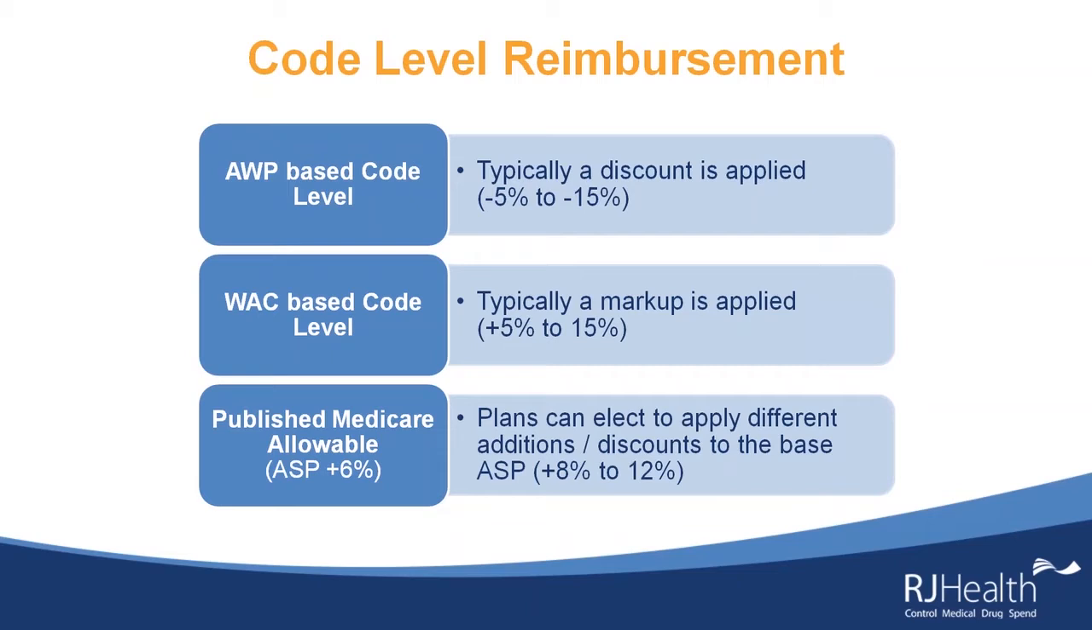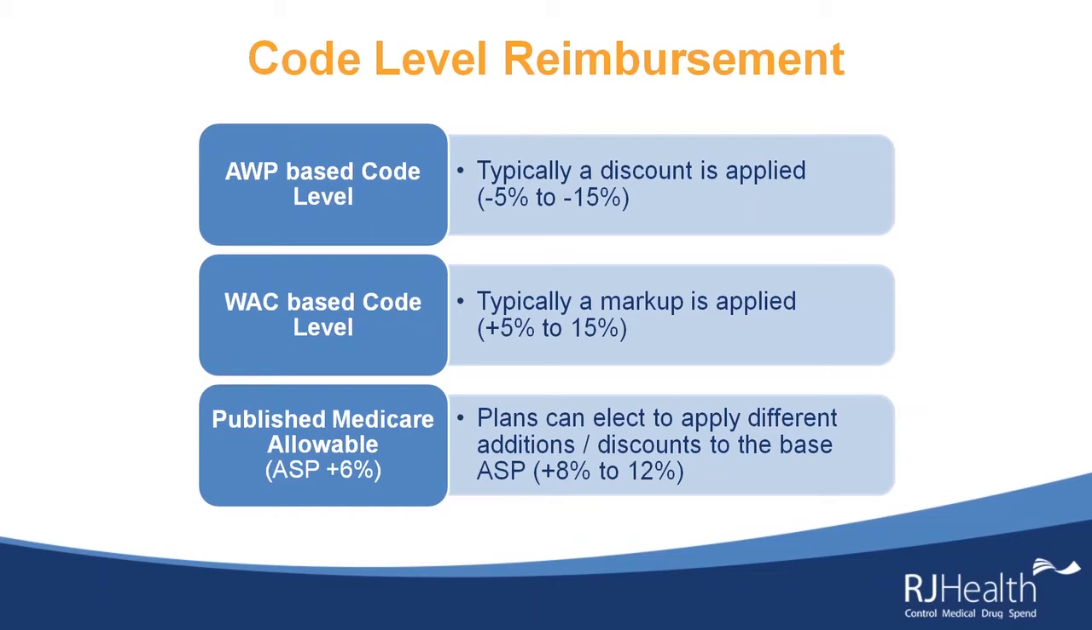The first methodology is probably considered the most basic. We're looking at a code level reimbursement. So code level we're referring to as the HCPC or CPT code level. And really this is going to be driven by the HCPC unit submitted. So there's a few different ways to look at this. As we explained, there's an AWP-based code level reimbursement.